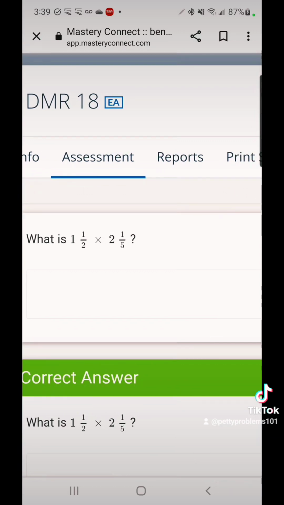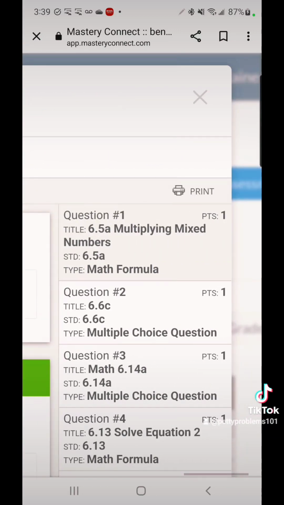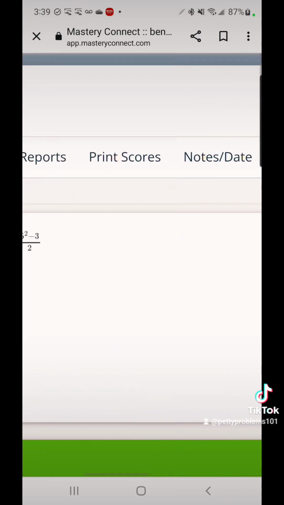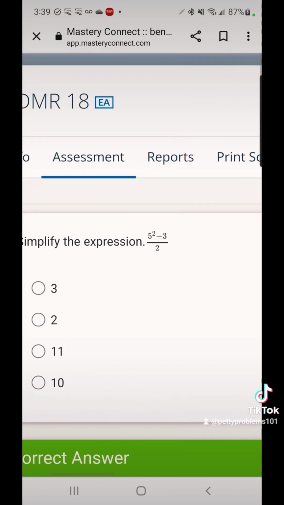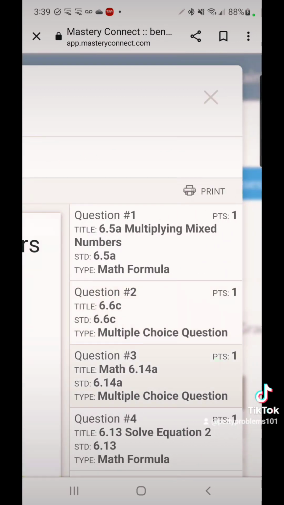The first question is multiplying mixed numbers. The second question is simplifying an expression. Keep it in the fraction form. Solve the top first. Leave the whole number on the bottom because it's already simplified. Then you solve the fraction at the end, simplify it once you get a whole number on the numerator.